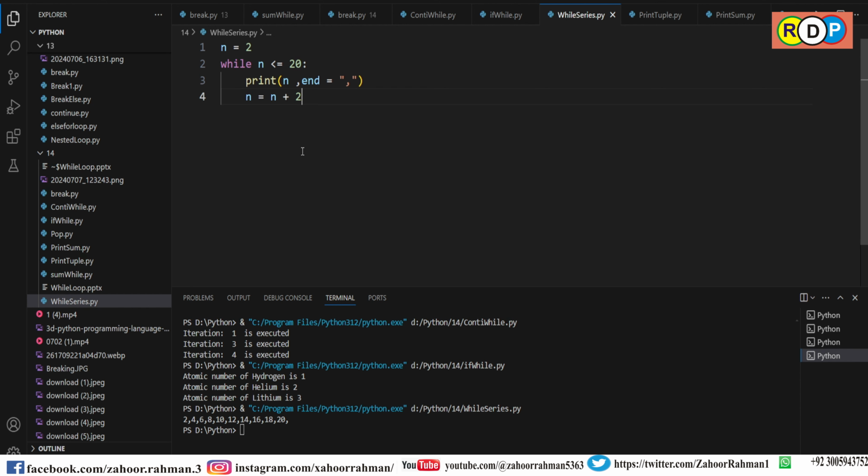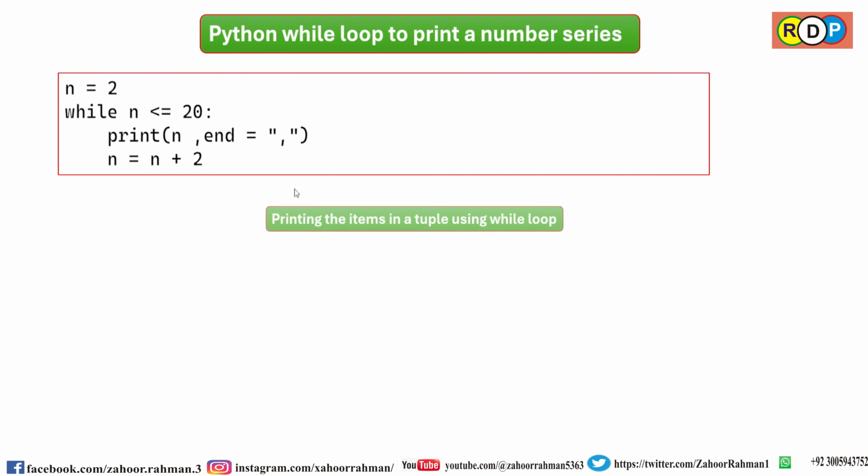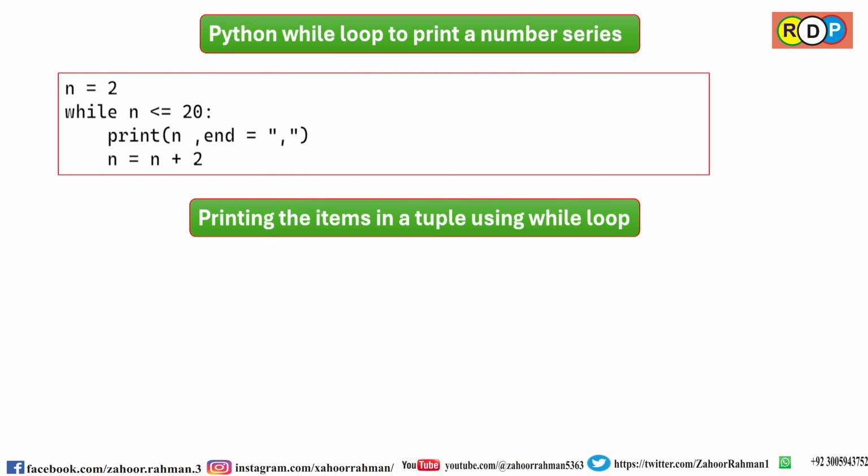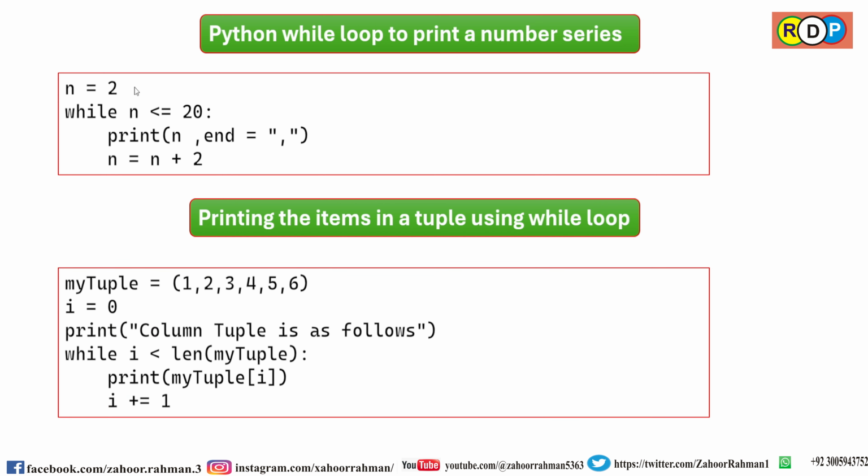Let us now go to the next technique, and that is printing the items in a tuple using a while loop. Now a tuple can be printed in row format or in column format, but in column format there will be no comma. If it is row format, then there will be a comma. Let us observe this as well. My tuple is equal to 1, 2, 3, 4, 5, 6, and in a tuple the values can be repeated. That is the rule of mathematics. Here no value is repeated, but it can be repeated.